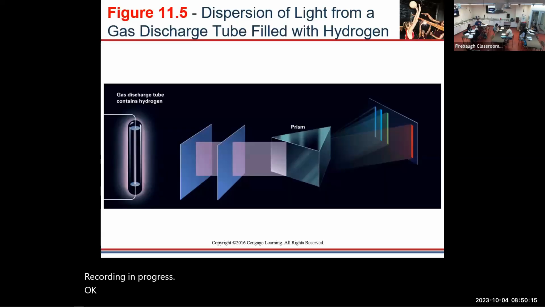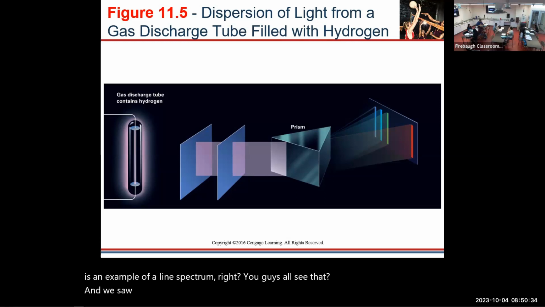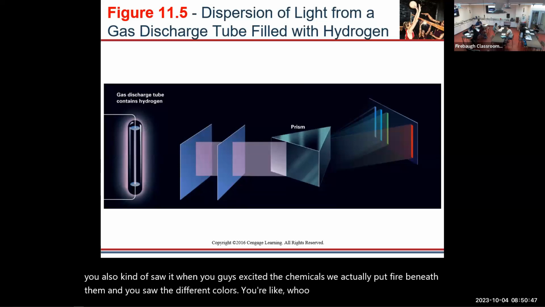Okay, so we also know that when we have the lines very distinct, that's called a line spectrum. So this is an example of a line spectrum. All right, can you guys all see that? And we saw that when we excited the different elements that were in those tubes, right? And you also kind of saw it when you guys excited the chemicals. We actually put fire underneath them and you saw the different colors. You remember that? Okay, good.